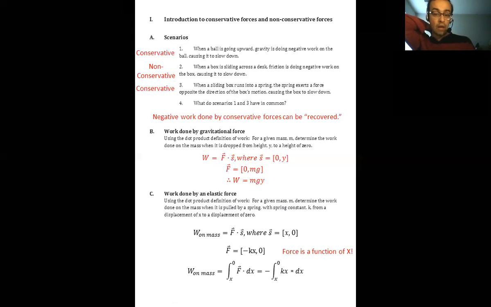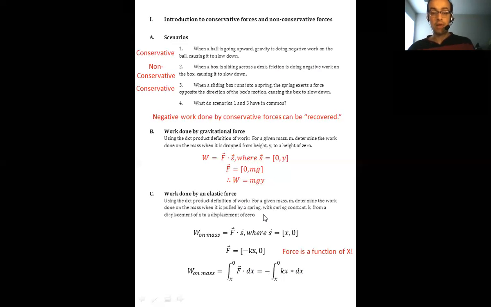So the work being done on the mass in this case is the force vector dotted with dx, and in this case we're going from the initial position, which is x, down to a displacement of 0. So the lower bound is x, the upper bound is 0. And because F equals negative kx, we can pop this negative in front of this integral. We make the substitution kx. So we have negative the integral over the interval from x to 0 of kx times dx.